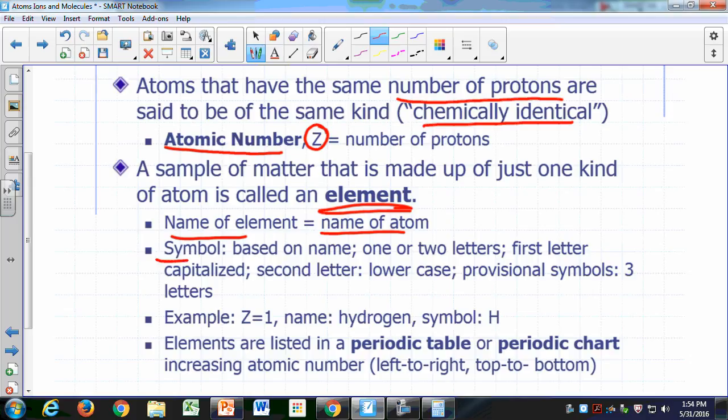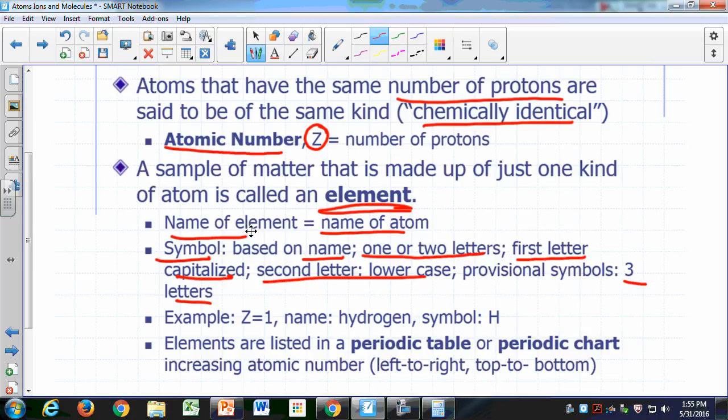Each element, or each atom, has a symbol based on the name, which is the same as the name of the element. That symbol consists of 1 or 2 letters. The first letter is always capitalized, and the second letter, if there is one, is always lowercase. Now, you may see some elements with a 3-letter symbol. Those are what we call provisional symbols. They're not permanent yet. In other words, scientists have not agreed yet on a name. Those 3 letters actually give you an idea of what the atomic number of the atom is.